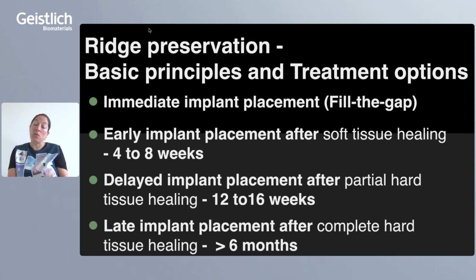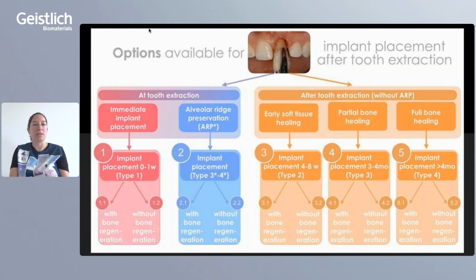We could then also go for delayed implant placement, where we would wait between 12 and 16 weeks. Here we would await a partial hard tissue healing, so a partial bone healing is awaited, or we could aim for a late implant placement, where we would leave the site to heal for 6 months or even longer. Here we would then have a complete hard tissue healing when we place the implant.